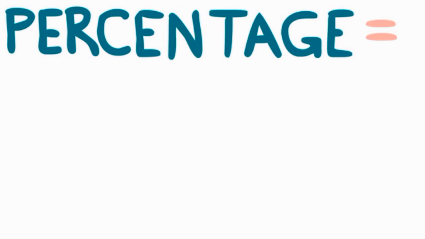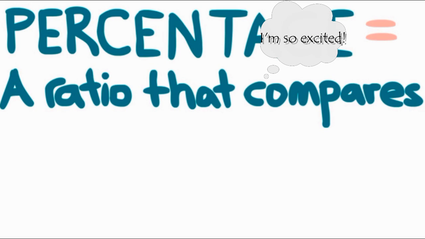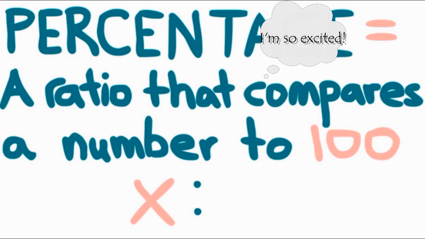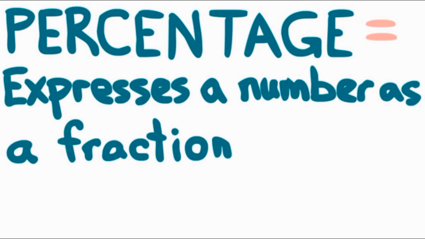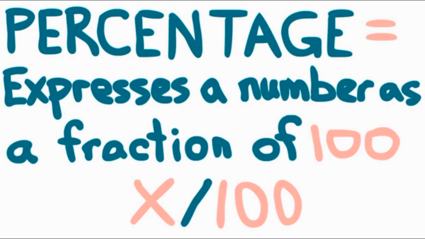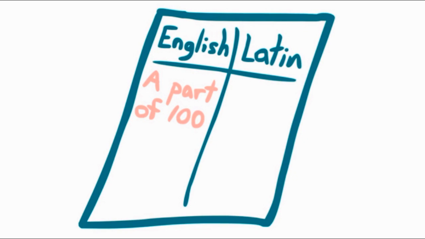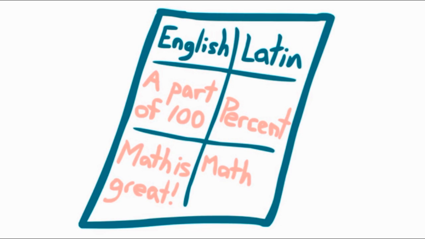A percentage is a ratio that compares a number to 100. A percentage expresses a number as a fraction of 100. A part of 100 is what percent means in Latin. Now let's take a look at those percentages in action.